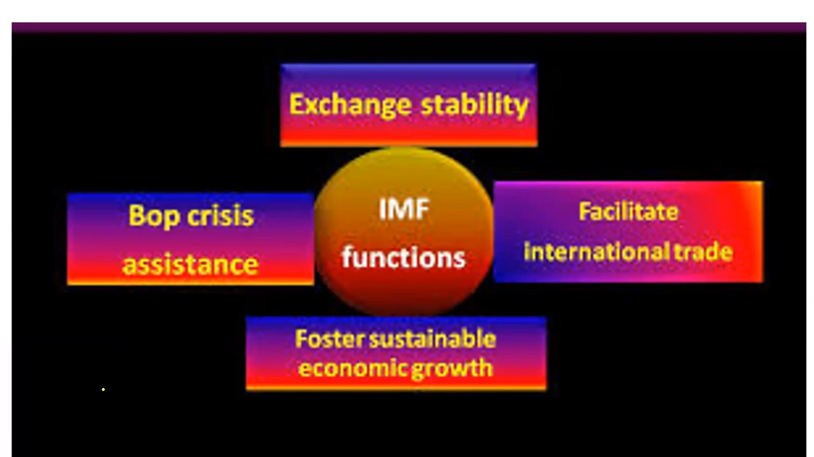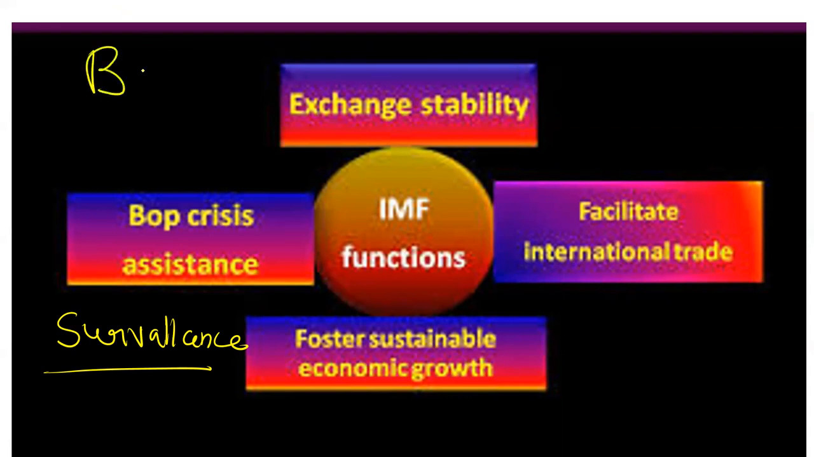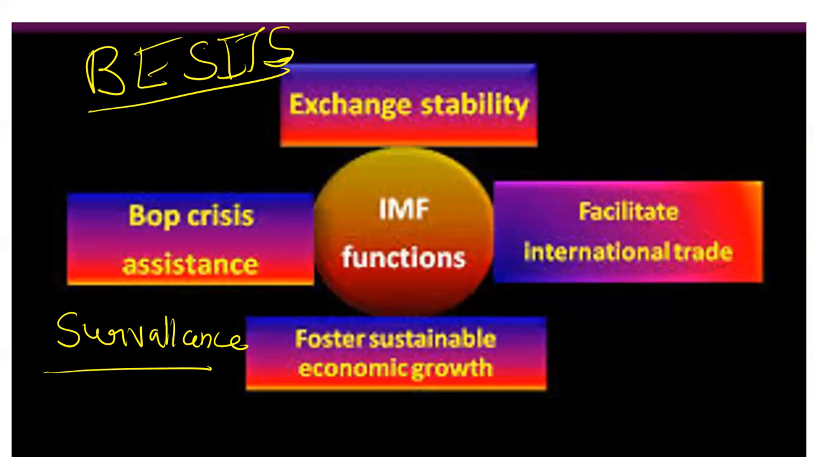Let me write. This is also one of the important functions, that is surveillance, then foster economic growth and development, then facilitate international trade, exchange rate stability, then BOP crisis assistance, and foster sustainable economic growth. So you can remember it by a mnemonic, I am writing here: B for BOP crisis, then E for exchange rate stability, then S for sustainable economic growth, and T for facilitates international trade, IT. Okay. And I for surveillance. Okay. BEST IS, you can remember that.